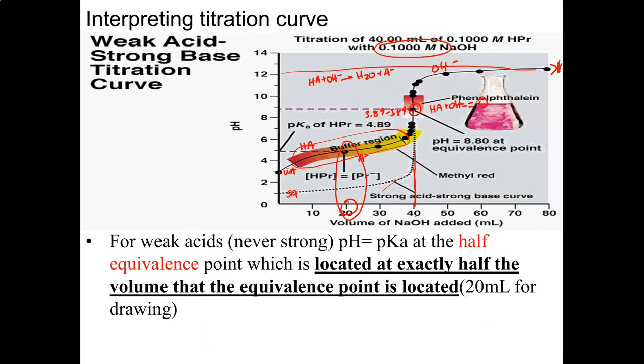For a weak acid, the pH equals the pKa at the half equivalence point, which is located at exactly half the volume of the equivalence point. Very important to remember that.